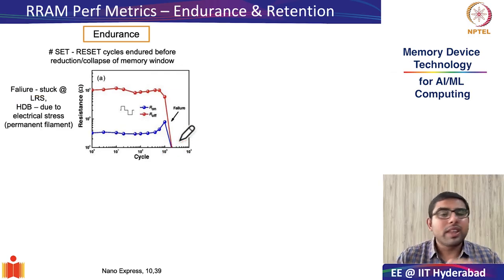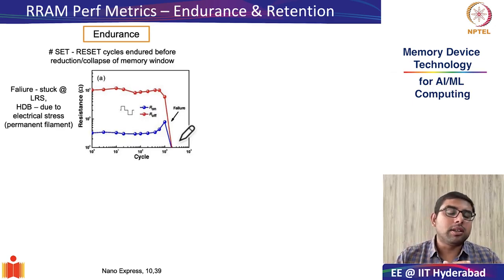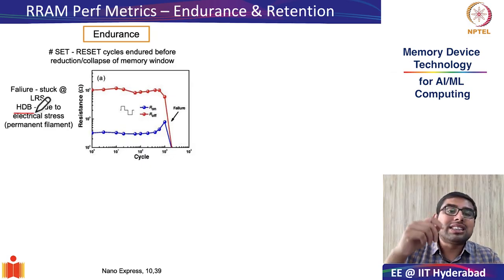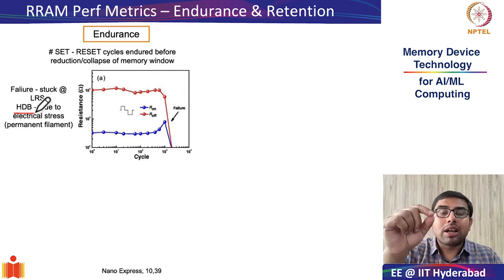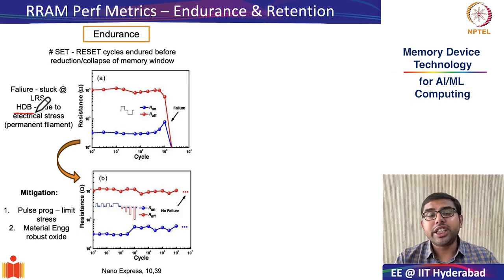Why does this happen? It's easy to understand. Due to multiple program erase cycles, there is so much electrical stress on the oxide that the quality of the oxide gets compromised, and therefore there is a permanent hard dielectric breakdown. This hard dielectric breakdown results in a permanent filament forming between the top electrode and bottom electrode, which cannot be annihilated. So what could be the mitigation strategy?